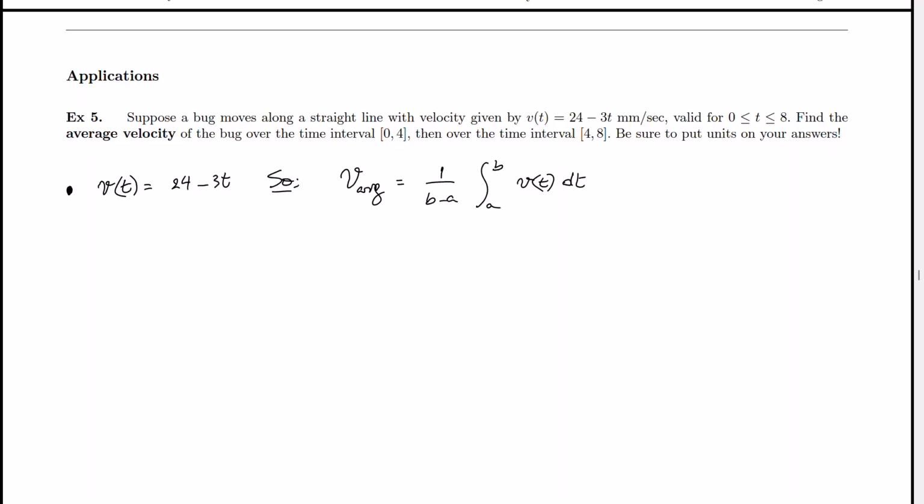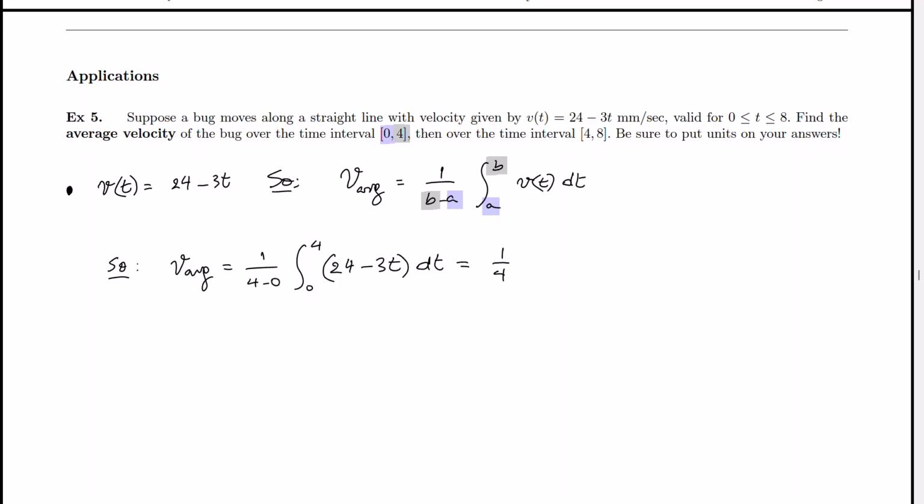For this part of the problem, remember that the lower bound is going to be 0, and the upper bound is going to be 4. So the average velocity is going to be 1 over 4 minus 0, integral from 0 to 4, and we have 24 minus 3t with respect to t. This is equal to 1 over 4, because 4 minus 0 is simply 4.